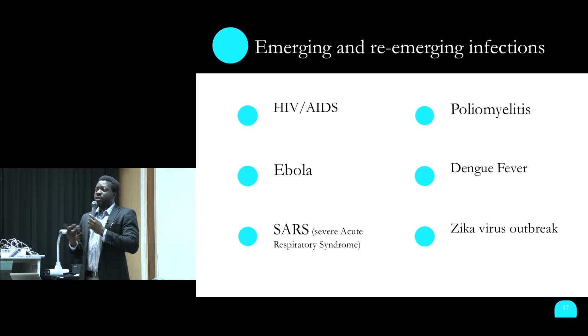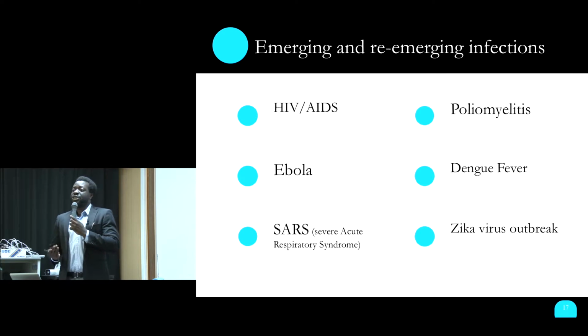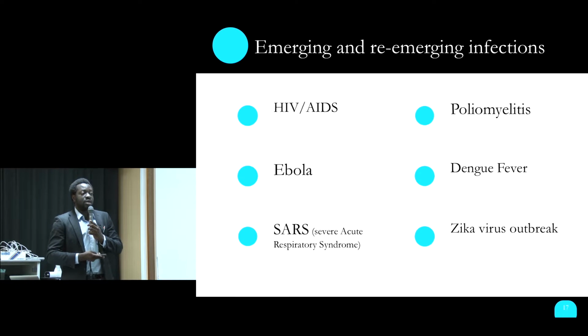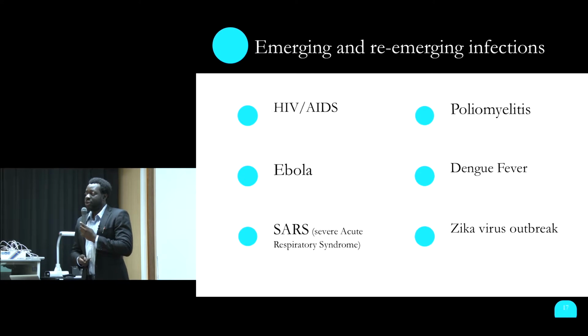But the world has witnessed many other emerging and re-emerging infections that you are well aware of. We have HIV, Ebola, that happened in West Africa recently. SARS, which means severe acute respiratory syndrome, in 2003. Poliomyelitis, which continues to prevail in some parts of the world. The dengue fever, I remember there was an outbreak in Yoyogi Park a few years ago.